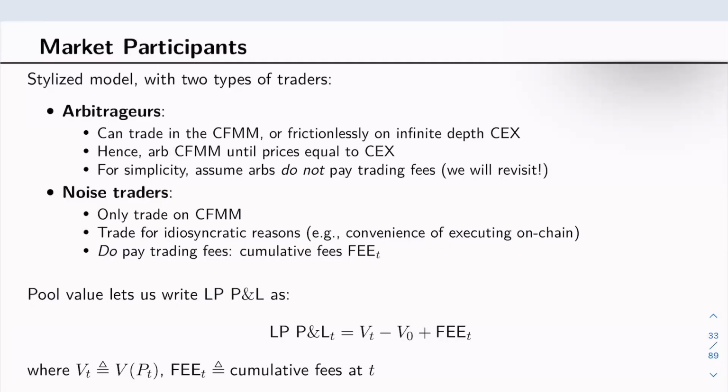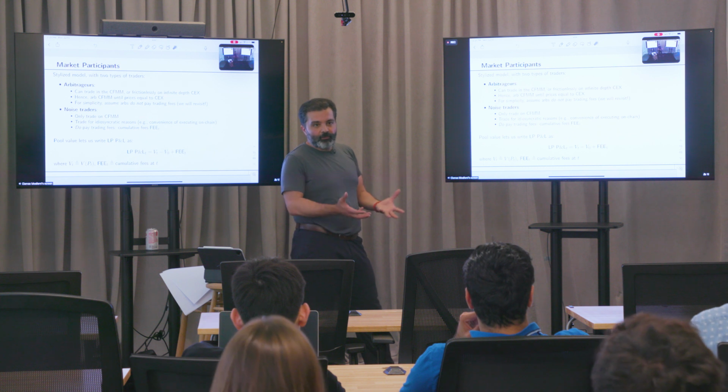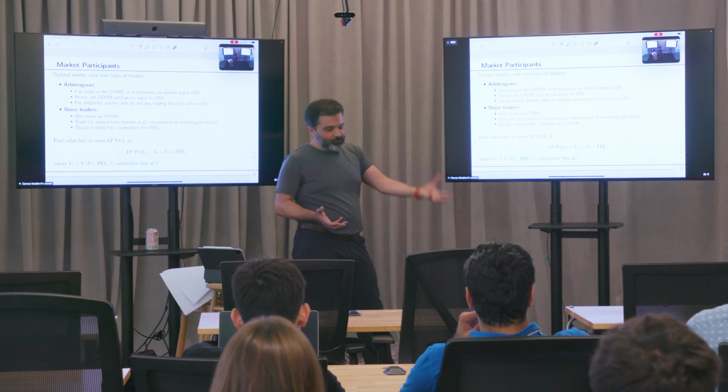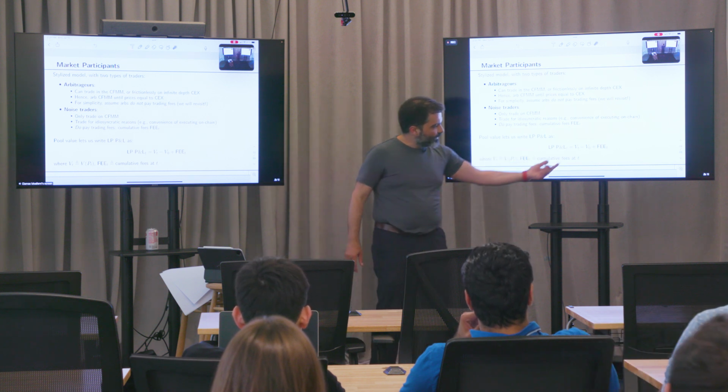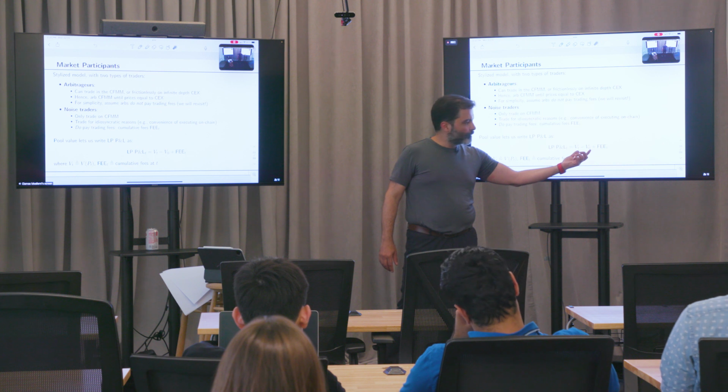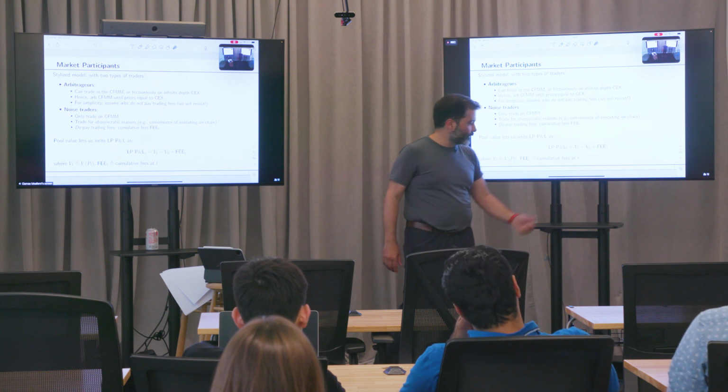On the other hand, there's going to be noise traders. These are traders that only trade on the CFMM. They trade for idiosyncratic reasons. In particular, they have no information about prices anywhere or future prices or anything. They do pay fees. And we're going to collect that cumulative stream of fees in this variable called fee. And if you think about it, if you're an LP, there's only two sources of money. There's the reserves in the pool, and there's the stream of fees. So your profit and loss after time T is the change in value of the pool plus the fees that you've earned cumulatively over that time.